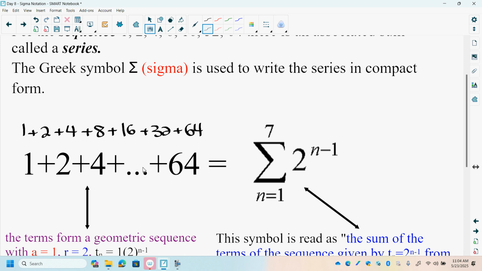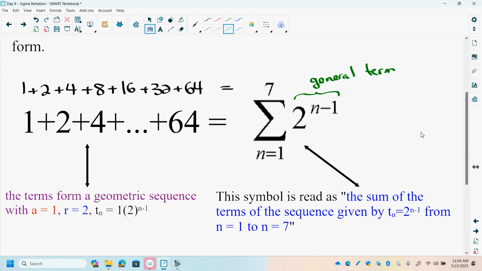All right, let's understand how they went from this to this. How do they get this general term? Remember, this right here is the general term. Well, let's think about how we found the general term last week when we were talking about arithmetic sequences and geometric sequences. First of all, what type of sequence or series is this? What's the A value? First term would be 1.